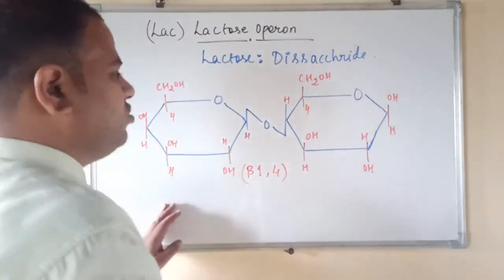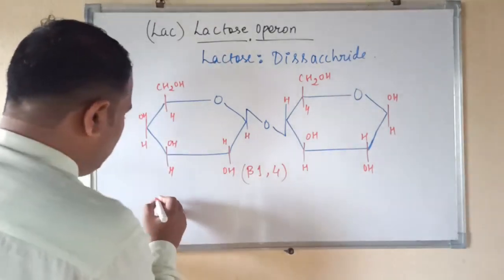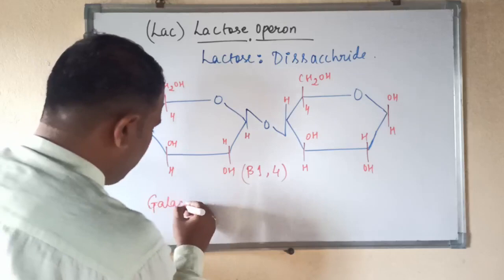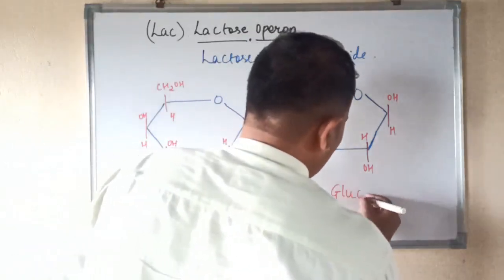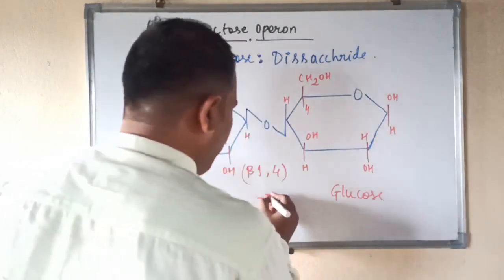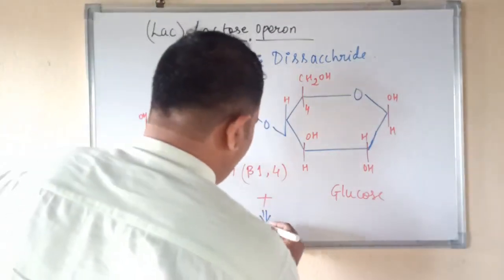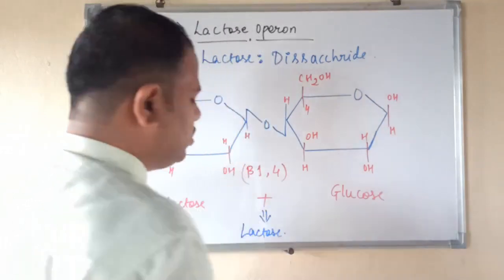So this is the structure of lactose. You can see it is a disaccharide. The first structure is of galactose, and the second structure is of glucose, and when they attach together, it forms lactose. So lactose is a disaccharide sugar.